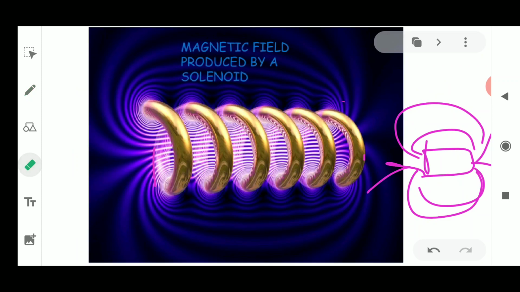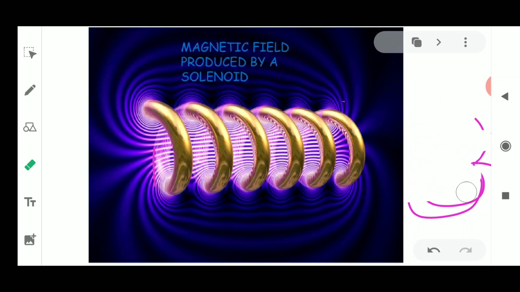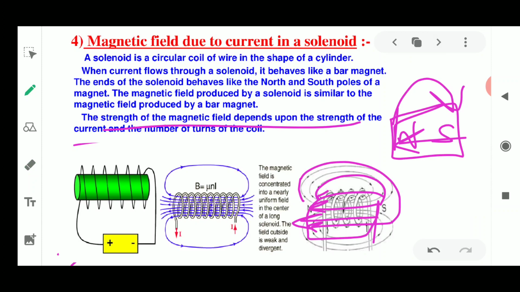It is the original picture shown in the form of this colorful diagram, where you could see that outside the lines come from the north and end in the south, and inside the bar magnet it is from south to north. Here north and south are not shown. You could easily find out using a magnetic compass, and it is also decided by the direction of current flowing through it, by applying Maxwell's rule.